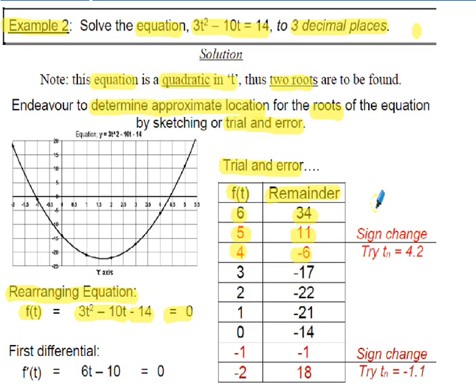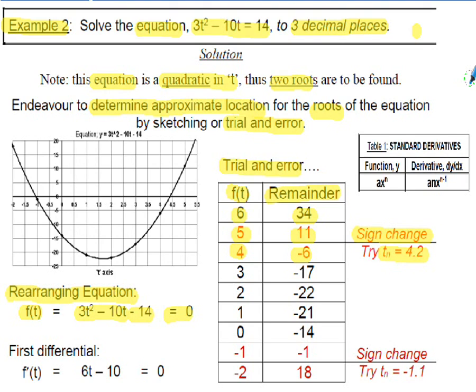So now I do get a change of sign. Between the t is equal to 4 and t is equal to 5 values, this change of sign means a root occurs. Now looking at the magnitudes of the remainder, I've got 11 when t is equal to 5, I've got 6 when t is equal to 4, so this suggests that the root is closer to t is equal to 4 than t is equal to 5. So my initial estimate I'm going to use for the value of tn in this case is 4.2, because I think the root is closer to t is equal to 4 than t is equal to 5.